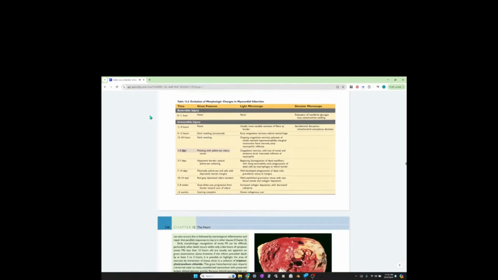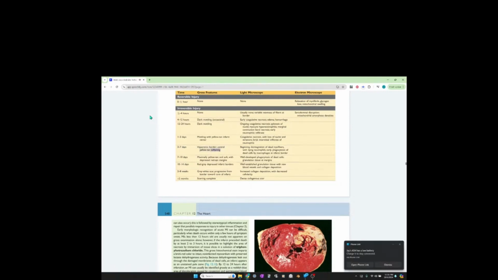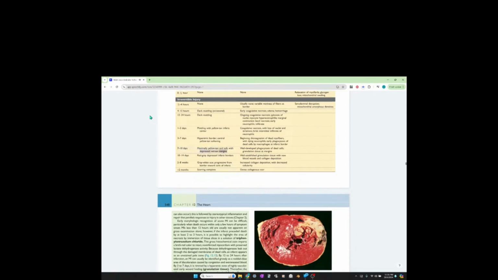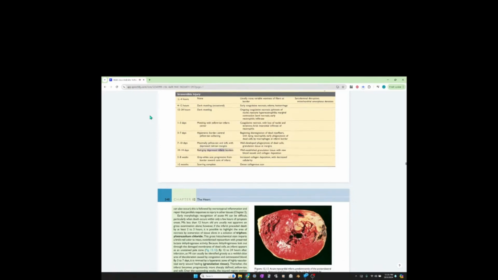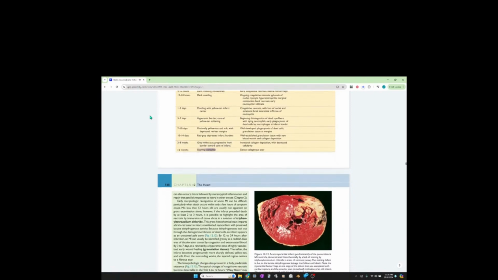Dark mottling. 1 to 3 days, mottling with yellow-tan infarct center. 3 to 7 days, hyperemic border, central yellow-tan softening. 7 to 10 days, maximally yellow-tan and soft, with depressed red-tan margins, red-gray depressed infarct borders. 10 to 14 days. 2 to 8 weeks, gray-white scar, progressive from border toward core of infarct. Scarring complete at 2 months. Usually none. Variable waviness of fibers at border.